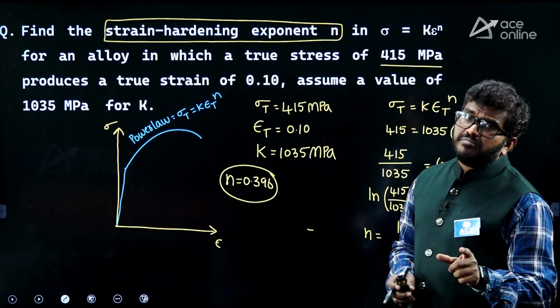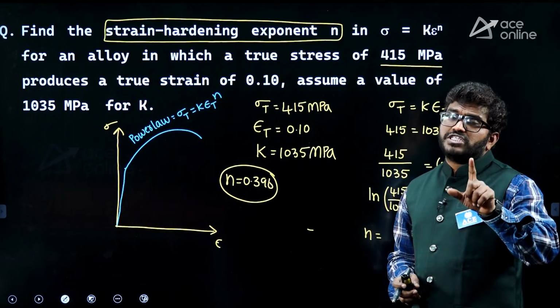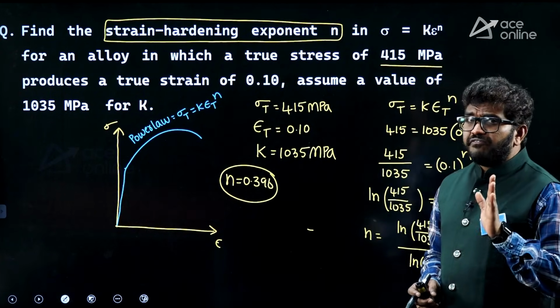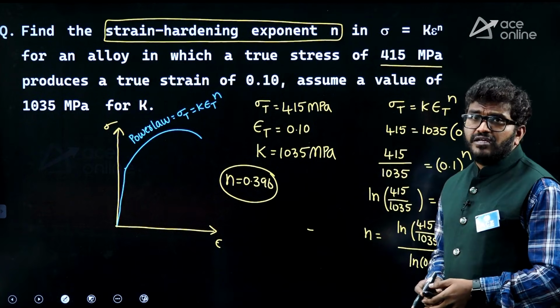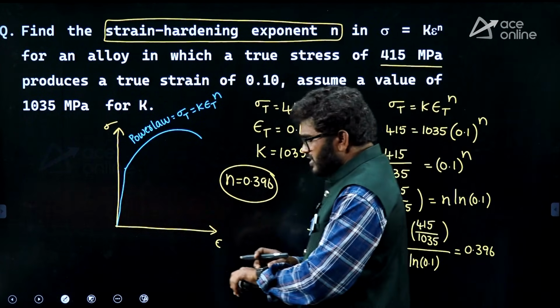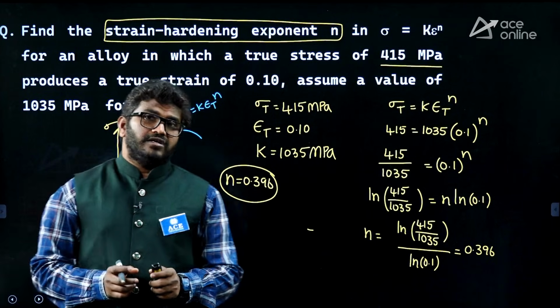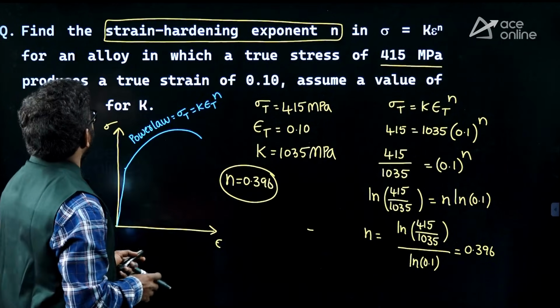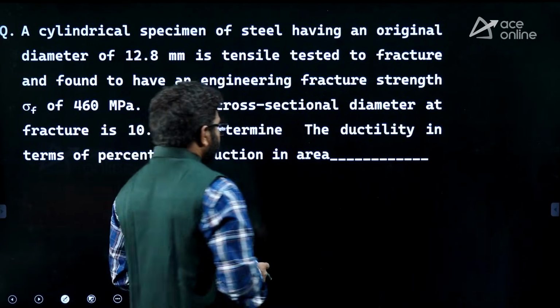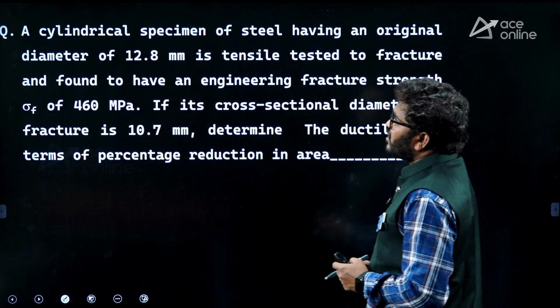So, this is the question from the power law. So, for GATE exam, definitely they will ask you questions from the power law. That is a very important concept. Power law of strain hardening concept is very important. Okay? Don't forget. Next, let us consider a question here.